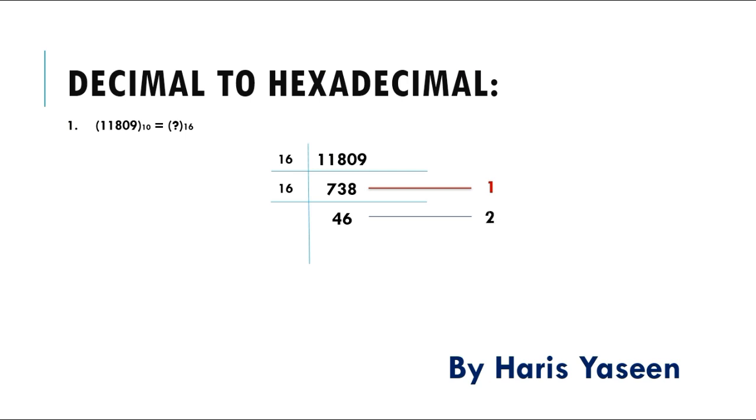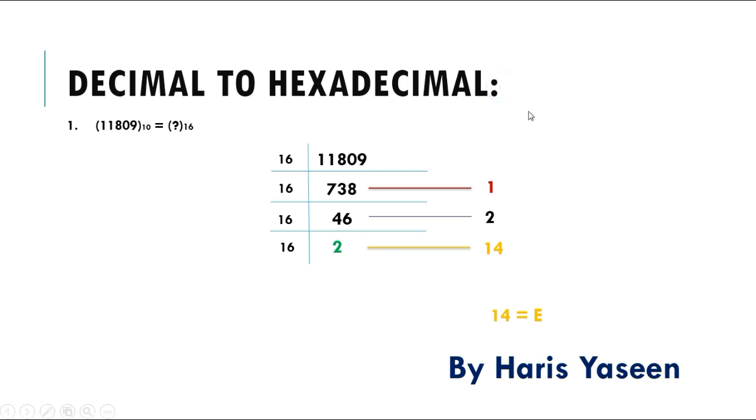Now write here 2. Now the new number is 46. 16 multiplied by 2 in the third step is 32, and 46 minus 32 is equal to 14, which is here. Okay, now here 2 in green color is the most significant bit, and 1 in brownish red color is the least significant bit.